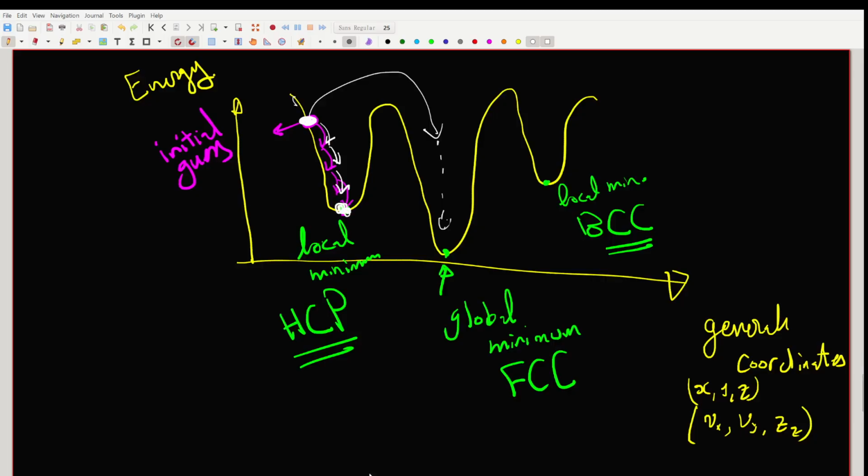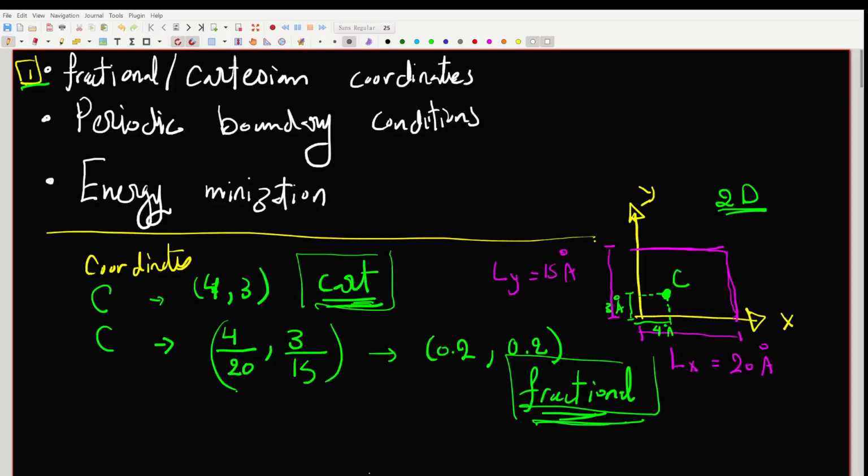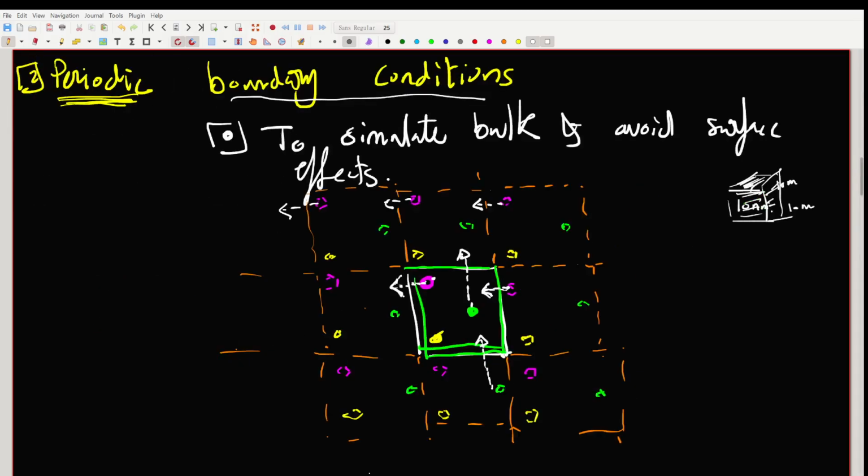Okay, so let's summarize what we discussed today. Today we discussed three concepts: fractional coordinates, periodic boundary conditions, and energy minimization. For coordinates, you can use the natural Cartesian, but usually the preference is to use fractional, where you take the Cartesian and divide it by the length of the box. Periodic boundary conditions are useful to allow you to simulate bulk and avoid surface effects. And in a sense, you are really simulating an infinite number of atoms because you have an infinite number of images.